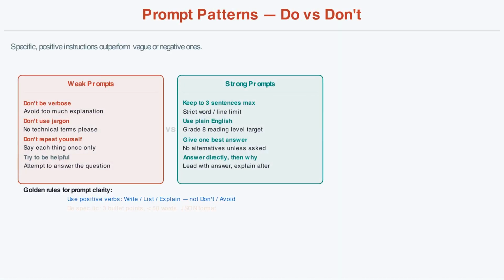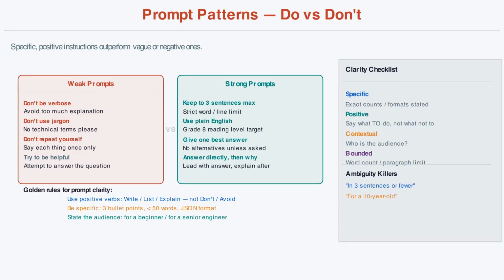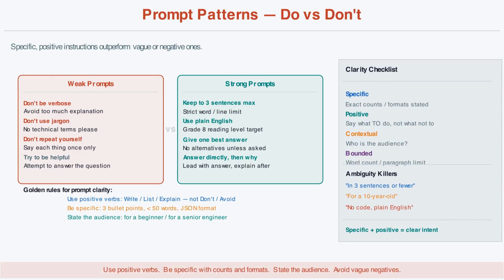The difference between a weak prompt and a strong prompt often comes down to specificity and the use of positive versus negative instructions. Weak prompts tell the model what not to do. Don't be verbose. Don't use technical jargon. Don't repeat yourself. These negative instructions are harder for the model to follow consistently, and they leave the desired behavior ambiguous.